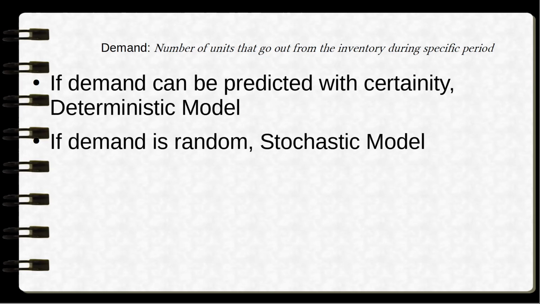Now if the forecast of the demand is accurate, that is, you have a very accurate forecasting of the future demands, then you will use a deterministic model. The mathematical model that results from taking into account such demand and the inventory system is a deterministic model. When do we use a stochastic model? We use a stochastic model when the demand is random. It is not regular. Then we have to use a stochastic model.